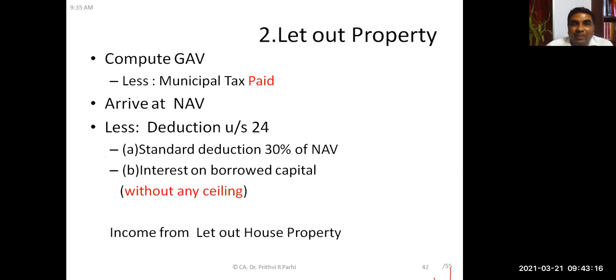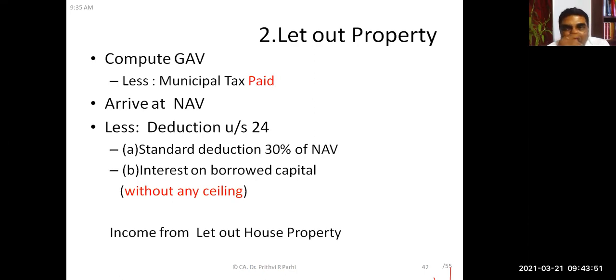Next, we'll be talking about let-out house property. Here we have to first of all compute gross annual value. You know how to compute gross annual value. Then deduct municipality taxes paid. That is, when payment is actually made, it will be allowed as a deduction. Then you arrive at the net annual value. Then deduction under section 24. 24A talks about standard deduction of 30% of NAV. And 24B talks about interest on borrowed capital.